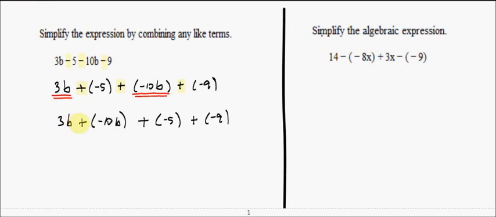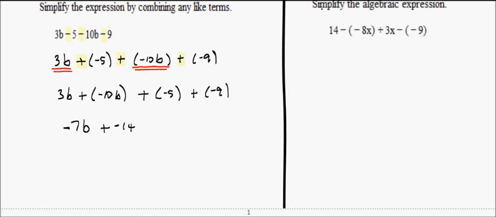So now 3b plus a negative 10b, we're adding, and the signs are different. So we subtract, take 10 minus 3, we get 7b. And then we keep the sign of the number that's got the bigger absolute value. This has a bigger absolute value than this, and it's negative. So negative 7b plus. Now we take negative 5 plus negative 9. Here we're adding and the signs are alike. When the signs are alike, we add the two numbers together. So 9 and 5, we get 14. And we keep the common sign, which is negative. So negative 7b plus a negative 14.